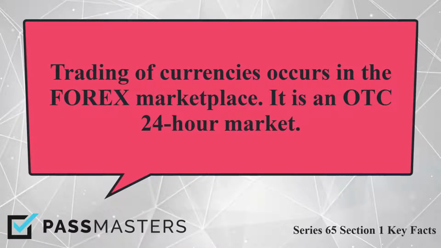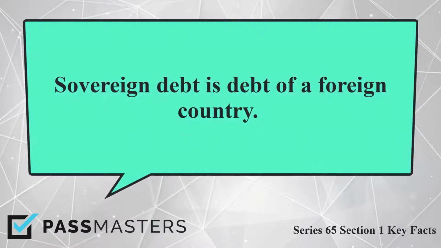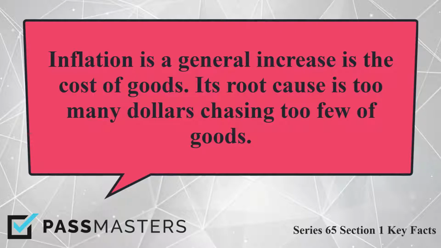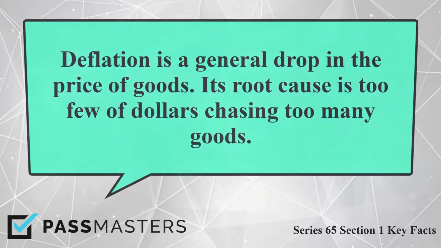Trading of currencies occurs in the Forex marketplace. It is an over-the-counter 24-hour market. Sovereign debt is debt of a foreign country. CPI is the Consumer Price Index. It is how we measure inflation. Inflation is a general increase in the cost of goods. Its root cause is too many dollars chasing too few goods. Deflation is a general drop in the price of goods. Its root cause is too few dollars chasing too many goods.